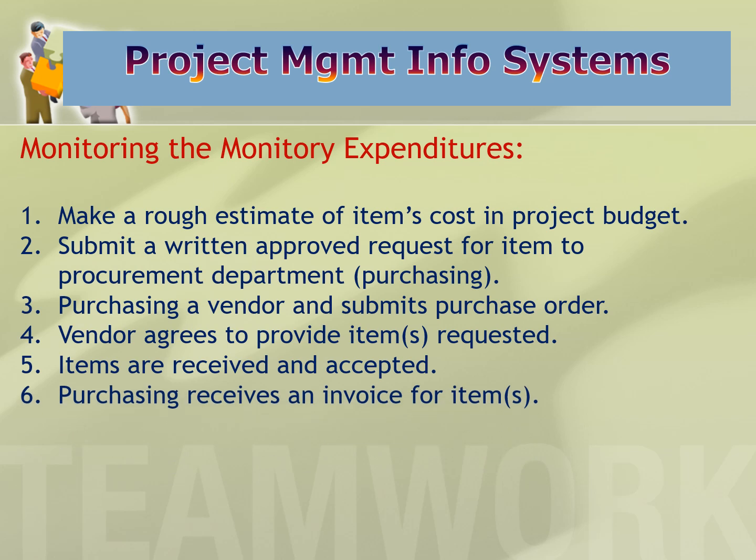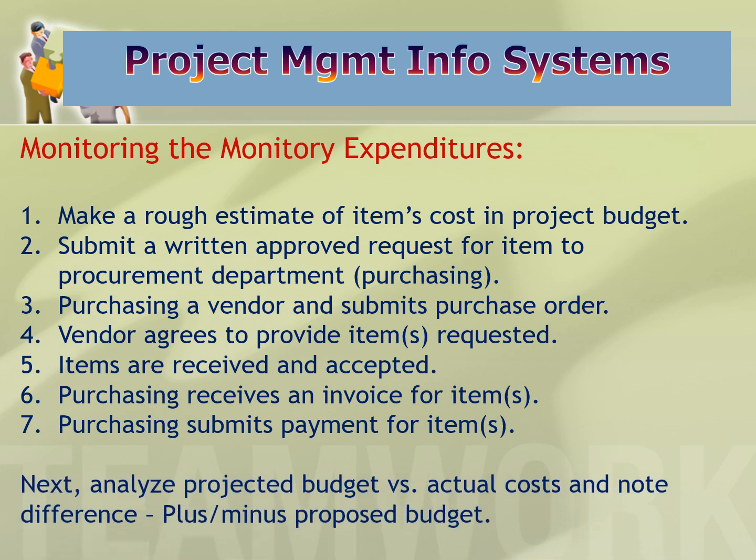Items are received and accepted. Purchasing receives an invoice for the items, and then they submit payment for the item. So all this should be recorded. Next, analyze the projected budget versus the actual costs and note any difference. Are we plus or minus the proposed budget?